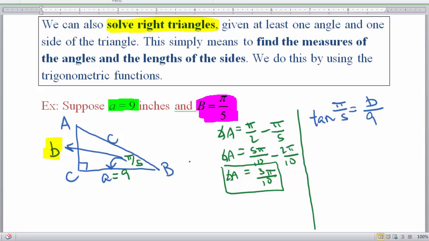And you look at this and you might be a little confused thinking, how can I solve this? Well, it's really just an equation that has one unknown. The tangent of pi over 5 is just a number that we can get on our calculator, which we will do now.